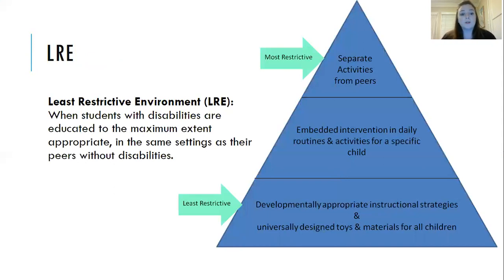And then next is least restrictive environment. This is when students with disabilities are educated with their non-disabled peers, giving them the same opportunities. And this pyramid that I have on the right shows the different stages of least restrictive environment. At the bottom of the pyramid, we see the very least restrictive environment, which would be a full inclusion classroom. And then there's the middle, and then the most restrictive environment, which is a full-time special day class.